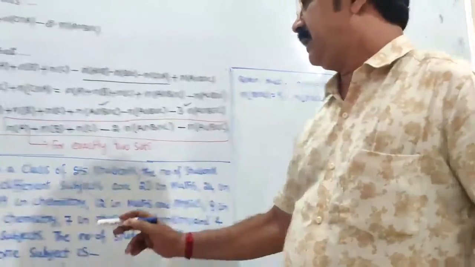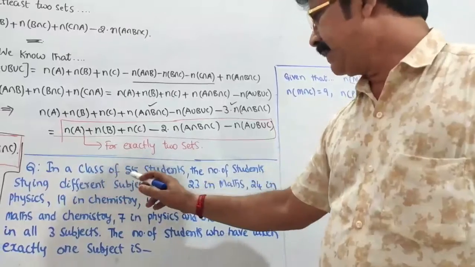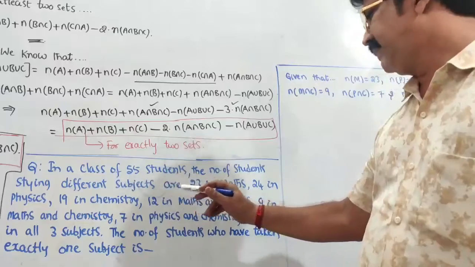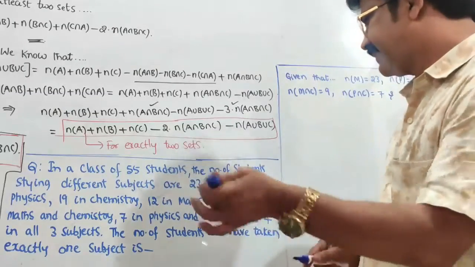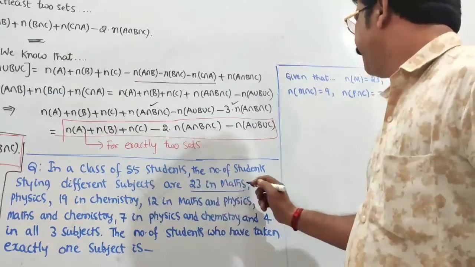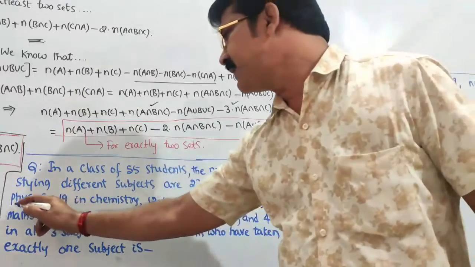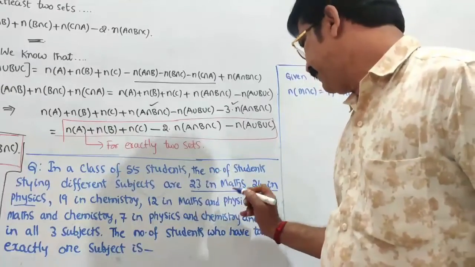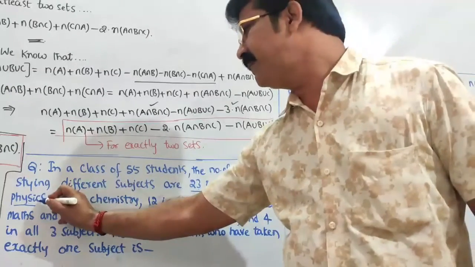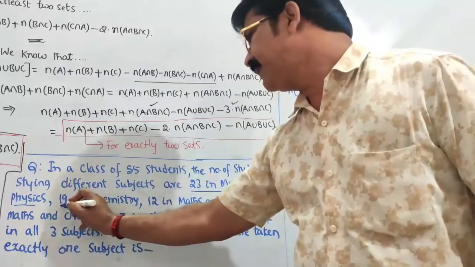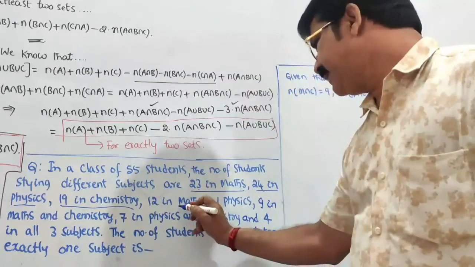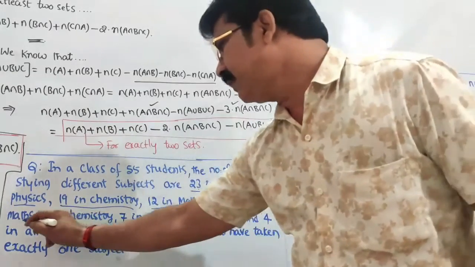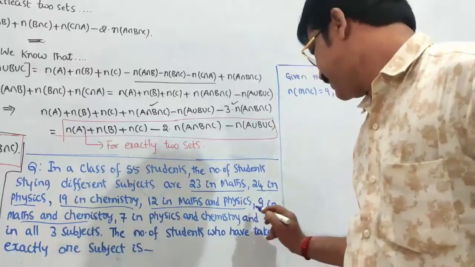Its application. Let us take one question. In a class of 55 students, the number of students studying different subjects are 23 in mathematics and 24 in physics. Means n of M equals 23, n of P is equal to 24. Next, n of C equals 19. Next, n of M intersection P is equal to 12, and n of M intersection C is 9.